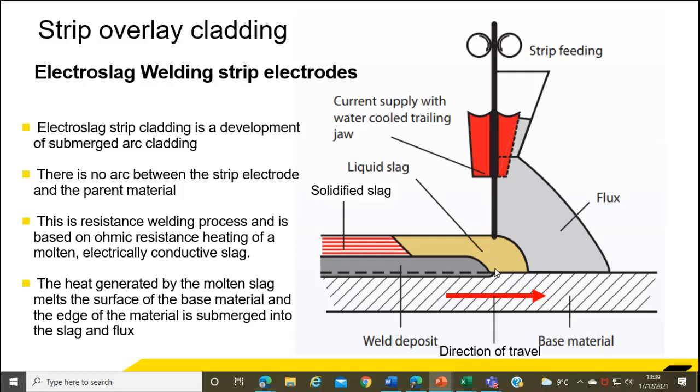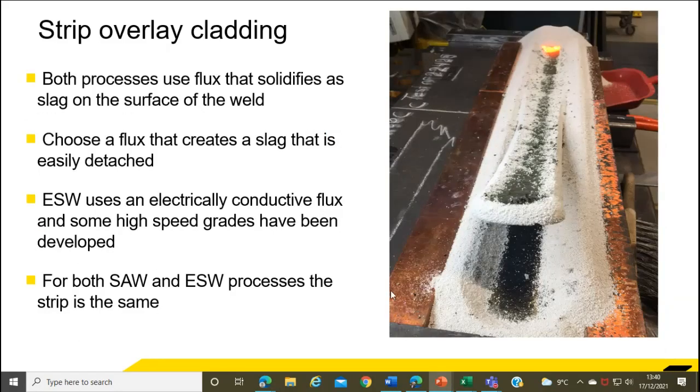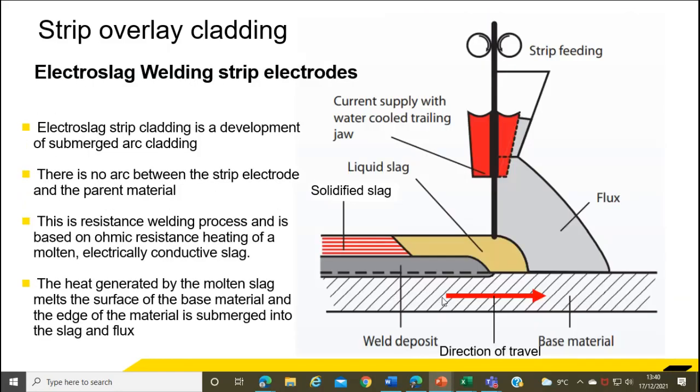So there is no arc. It's not an arc that is wearing away the filler metal as it's being fed. It's an ohmic resistance, so very similar to a light bulb. You've just got a resistance between the two. The flux is carrying the current, and the ohmic resistance, because there's so much power in there, makes it molten. And the molten pool melts the filler metal as it's being fed in, and it melts the surface of the base metal. So the heating, the melting, is not done by an arc. That's the big difference. It's an electroslag process. So you've got an electrically conductive slag.